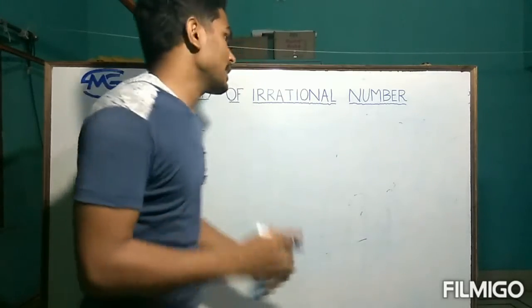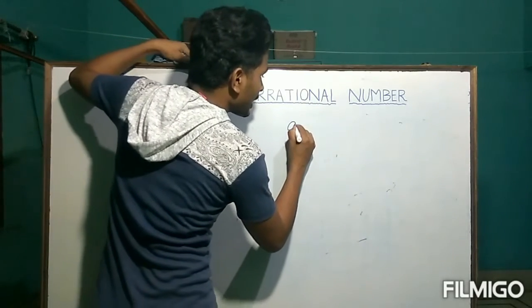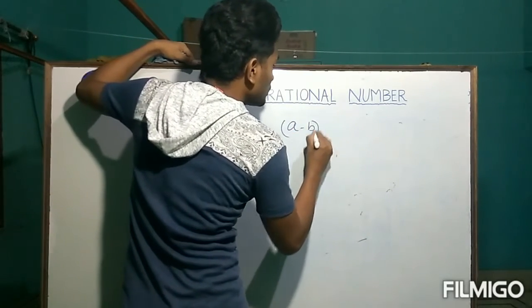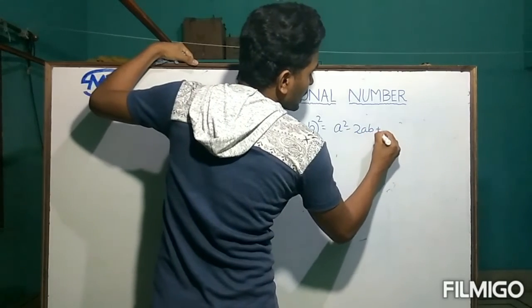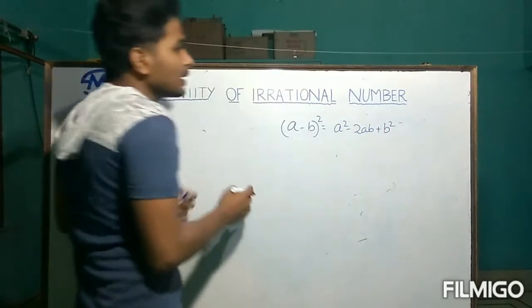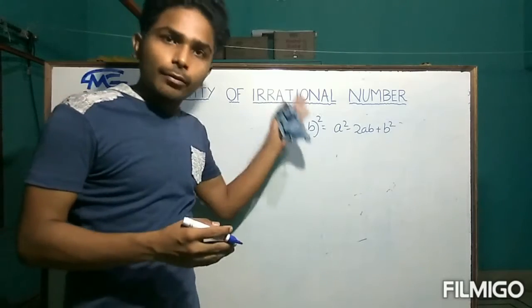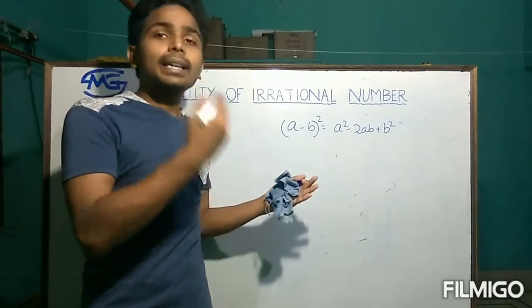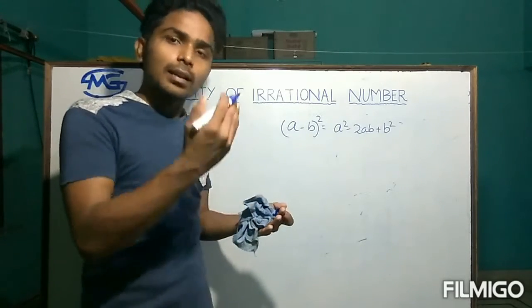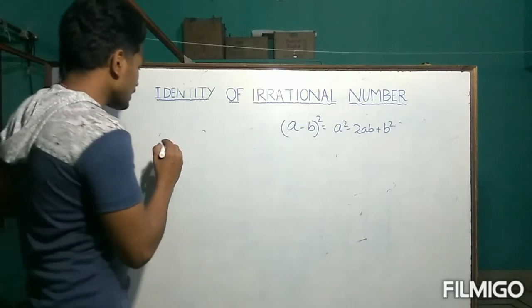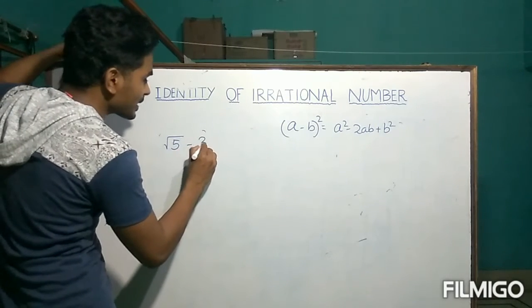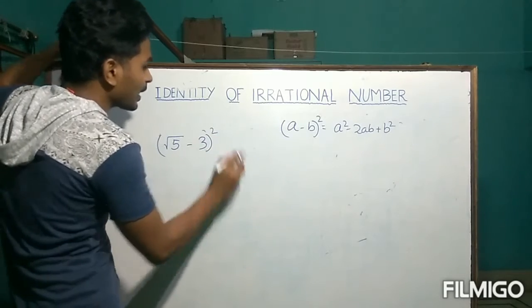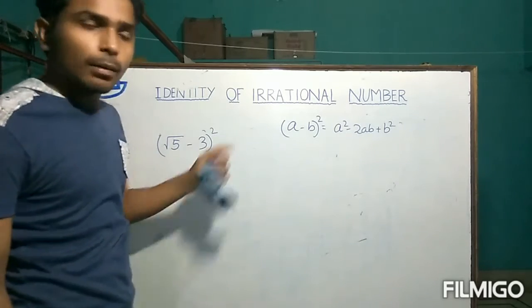Okay, let us come to the second formula of identity. So the second formula is (a minus b) whole square is equal to a square minus 2ab plus b square. By using this formula, we will calculate the square of an irrational number. Okay, let's do that. Suppose we have a question: root 5 minus 3 whole square. Find the value of (root 5 minus 3) whole square.